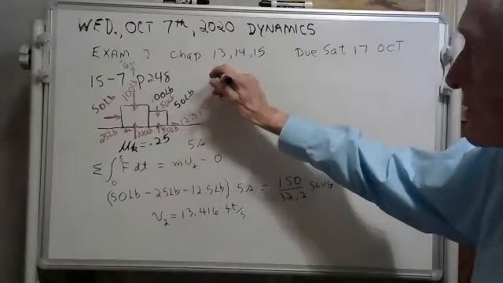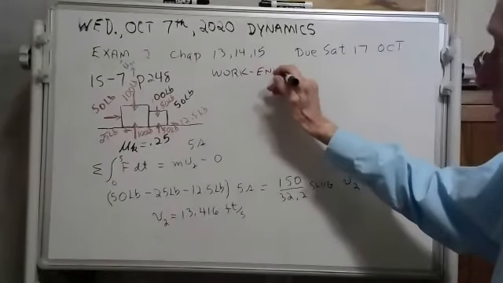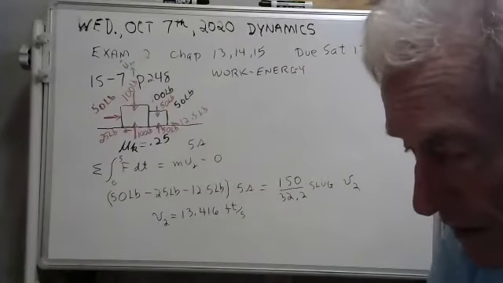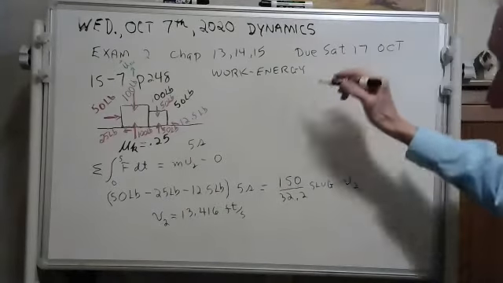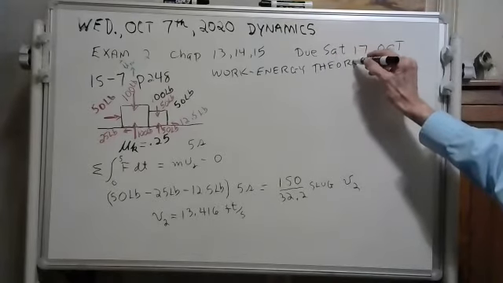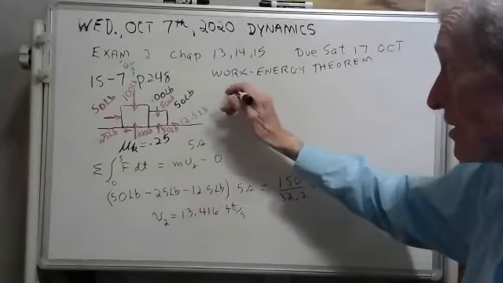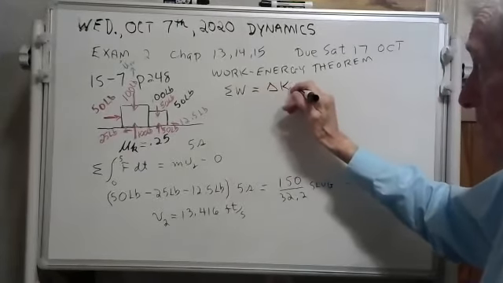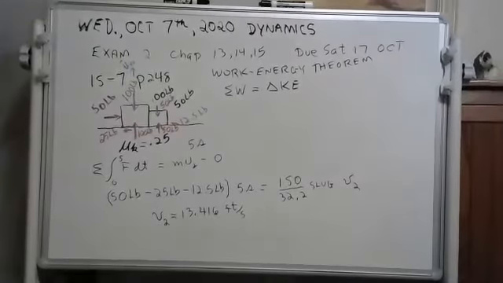Now, what is the work energy method? That's when they use the work energy theorem. The work energy theorem. And you know how that goes. It goes like this. The sum of all the works done on the body is equal to the change in kinetic energy of the body. That sounds familiar. That's the work energy theorem.